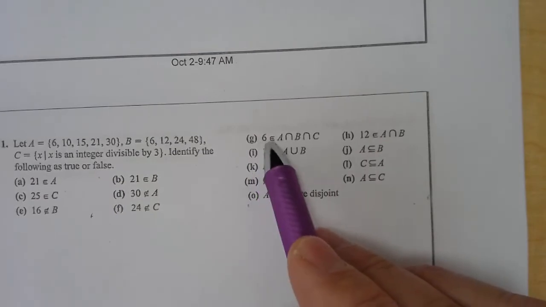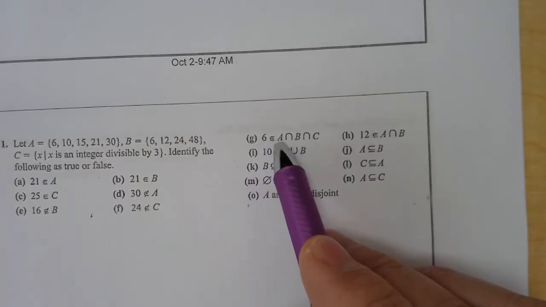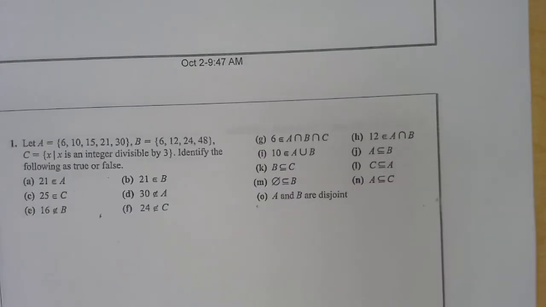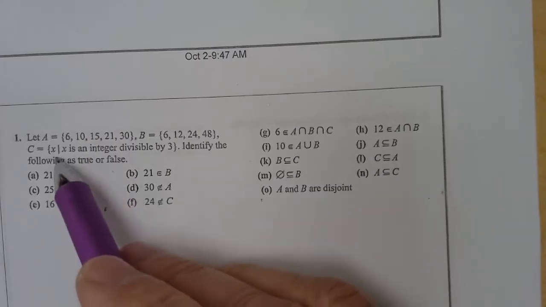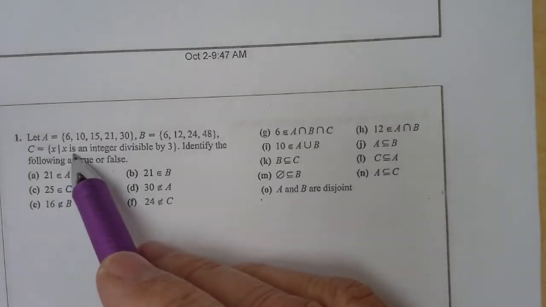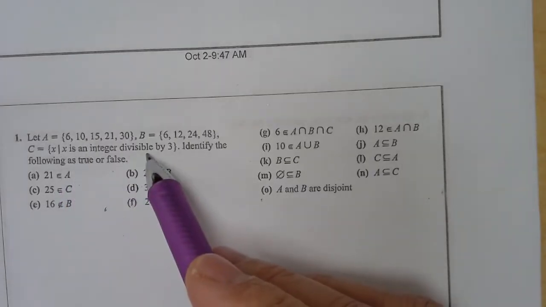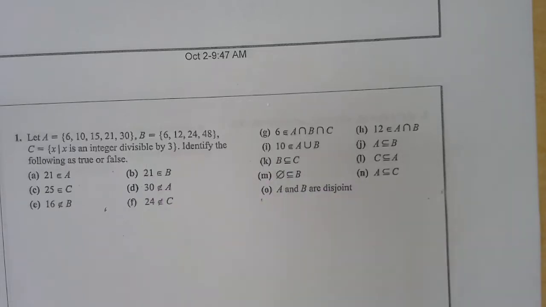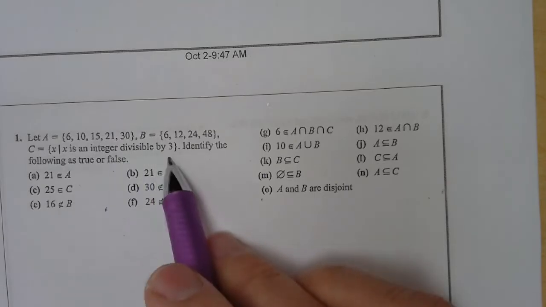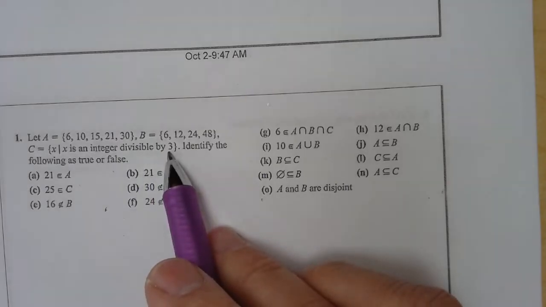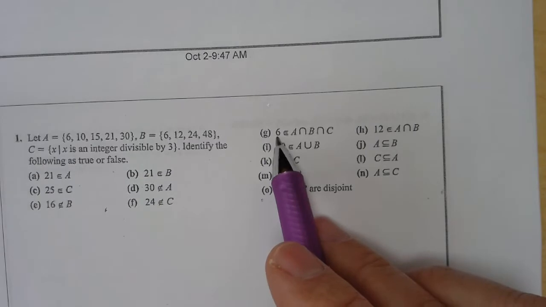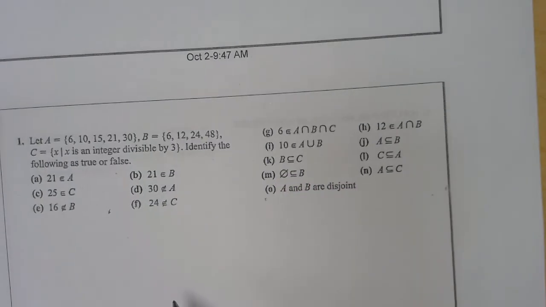So is 6 a member of A intersect B intersect C? So that means 6 would have to be a member of all of those. What is C? C is X is an integer divisible by 3. So is 6 divisible by 3? Yeah, it's 2. So an integer divisible by 3 would be like 3, 6, 9, all the multiples of 3. So yeah, that is a member of all three sets.